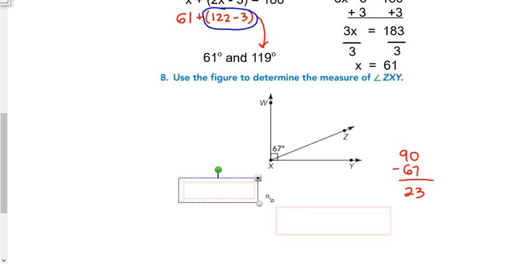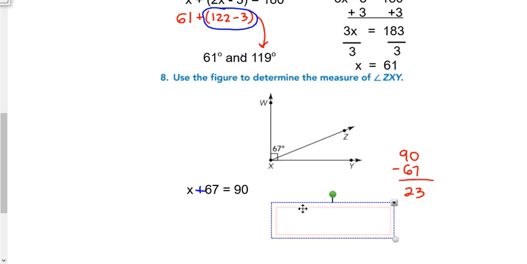To write an equation, it would be x plus 67 should equal 90. And so to solve it, we subtract 67. We get 23 for our answer.